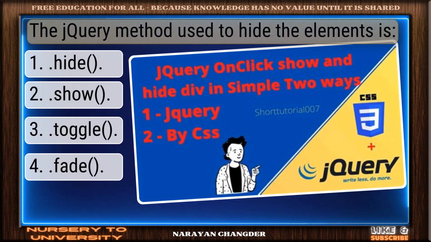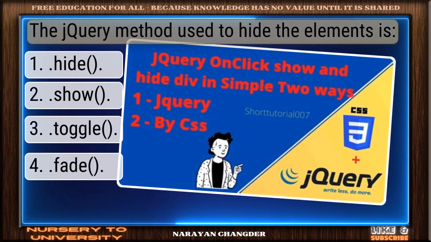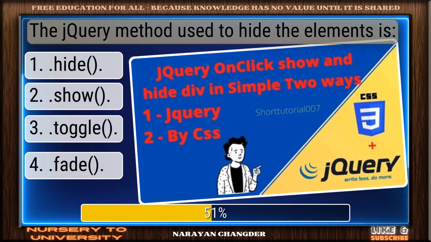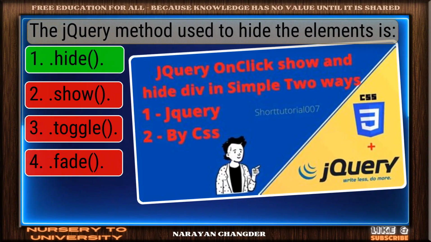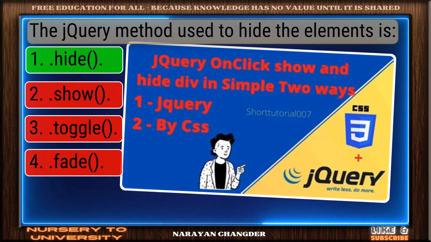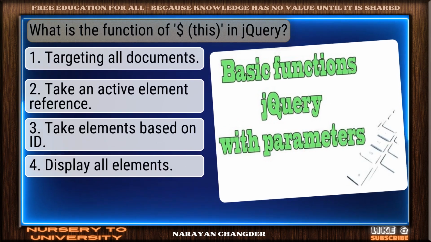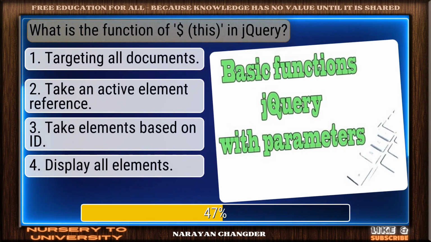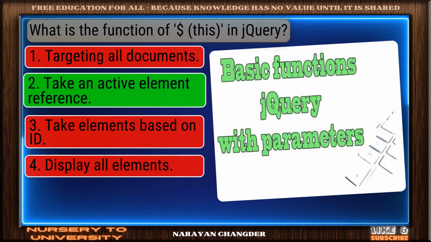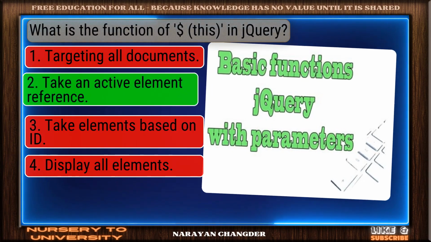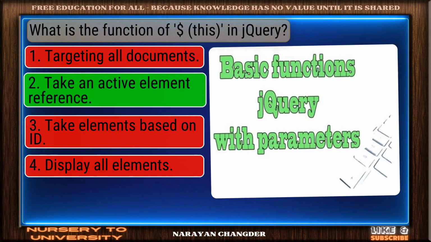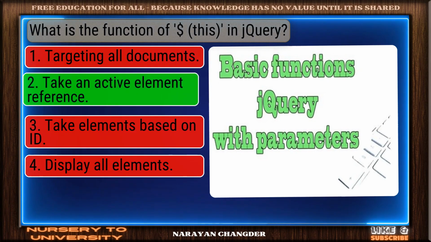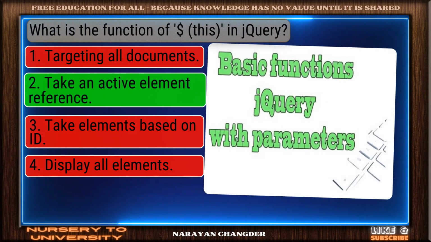Question number 46. The jQuery method used to hide the elements is. You chose hide, and it is correct. Question number 47. What is the function of dollar in jQuery? Clear logic. Your choice, take an active element reference, is sound and 100% true.